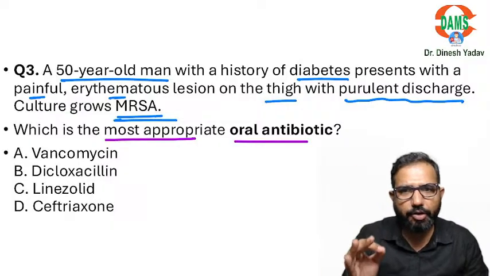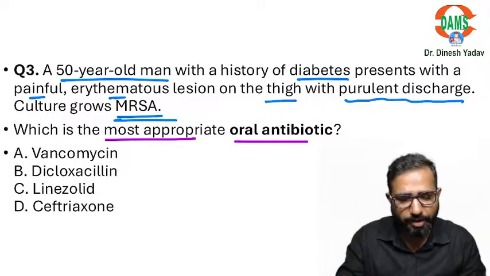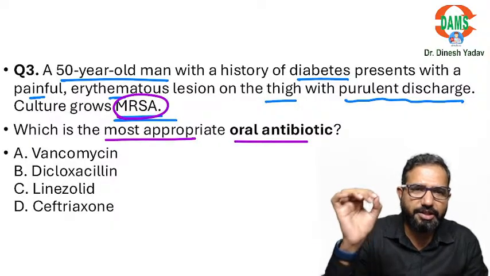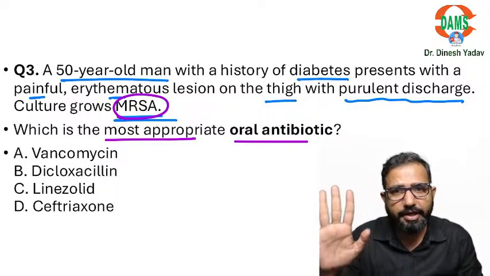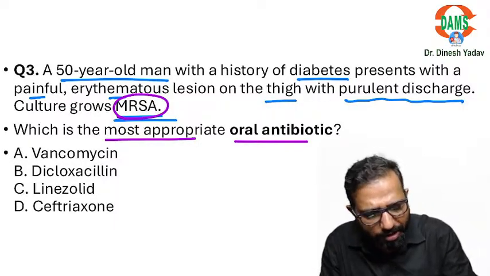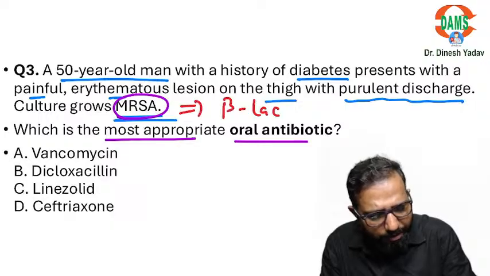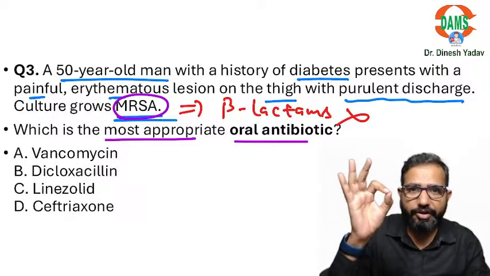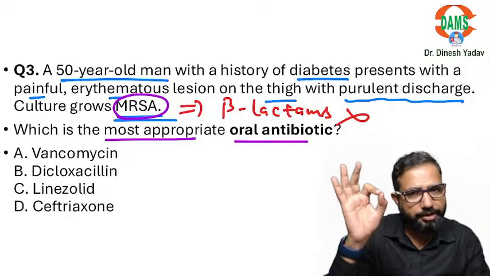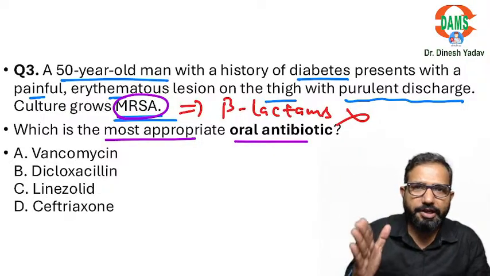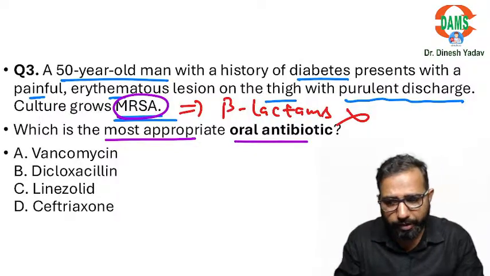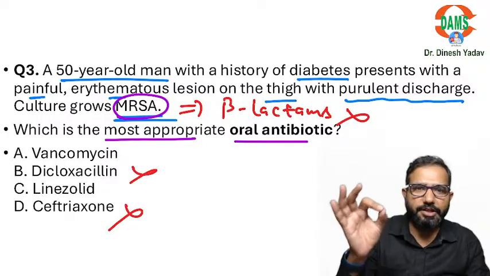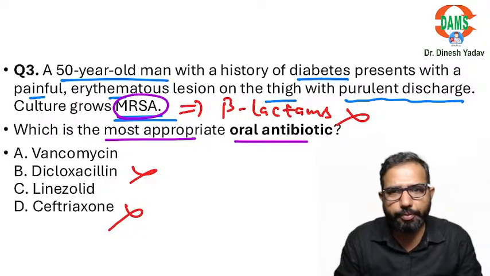Is it vancomycin, dicloxacillin, linezolid, or ceftriaxone? Remember, it is about MRSA. In MRSA, all the penicillins and cephalosporins except fifth generation cephalosporins, all the beta lactams are not effective, except the fifth generation cephalosporins, ceftaroline and ceftobiprole. These are fifth generation, they are effective. Ceftriaxone, that is a third generation cephalosporin, not effective. Dicloxacillin, that is a penicillin, not effective. Now you have the options vanco and linezolid.